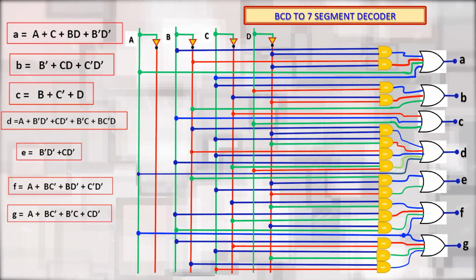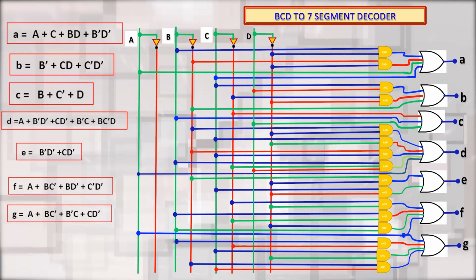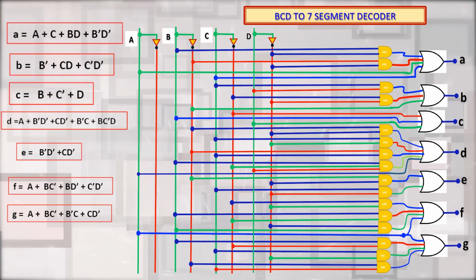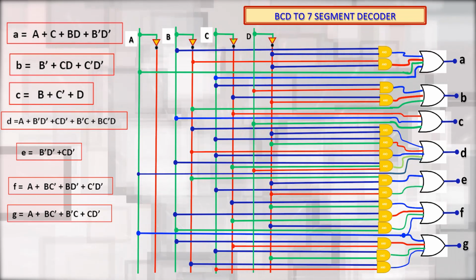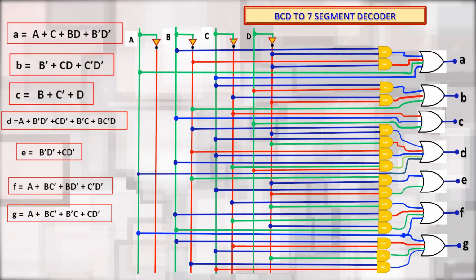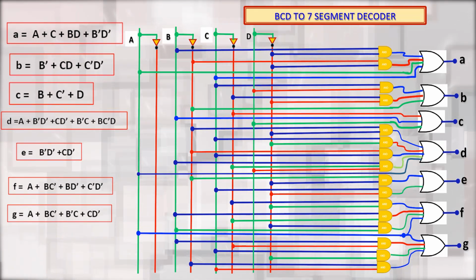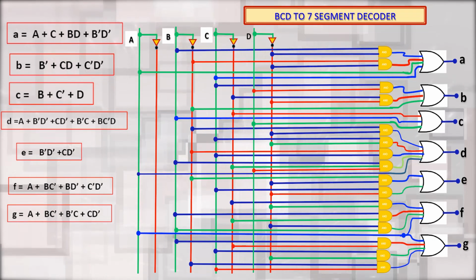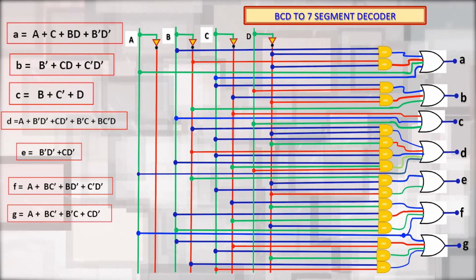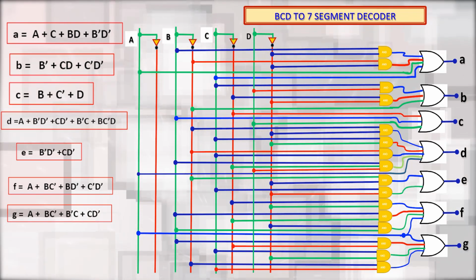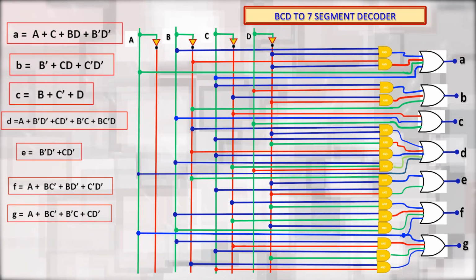Then inputs B bar and C are connected to an AND gate, and the output of this AND gate is connected to the OR gate. Then the inputs B, C bar and D, these 3 input lines are connected to one AND gate, and the output of this AND gate is again connected to the OR gate.